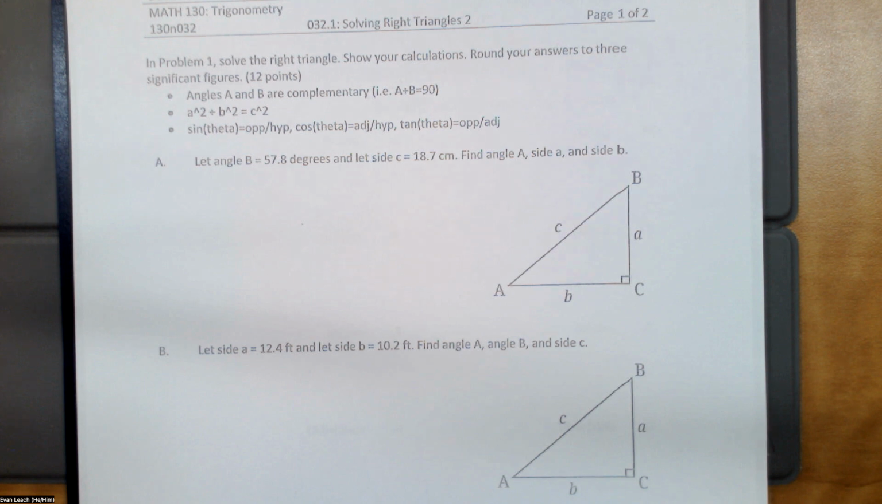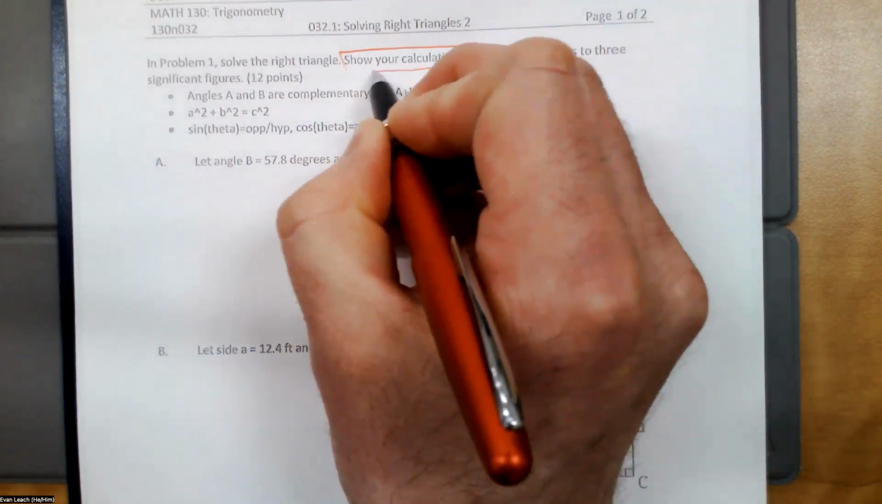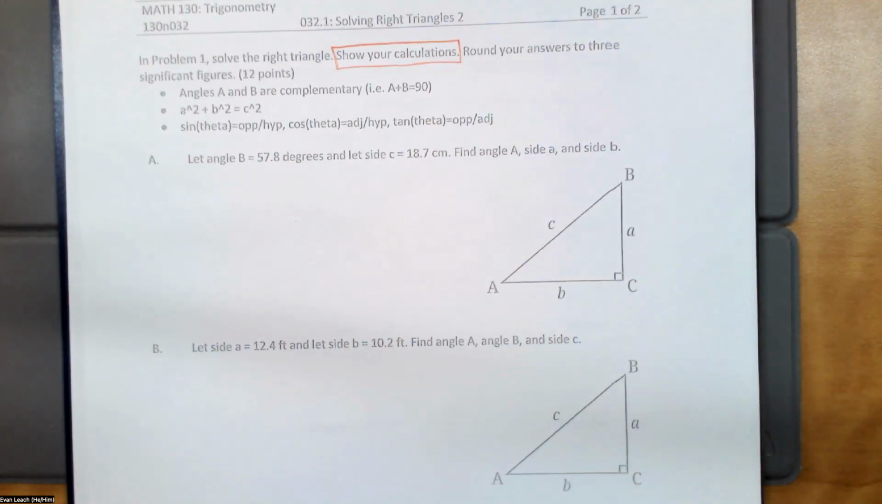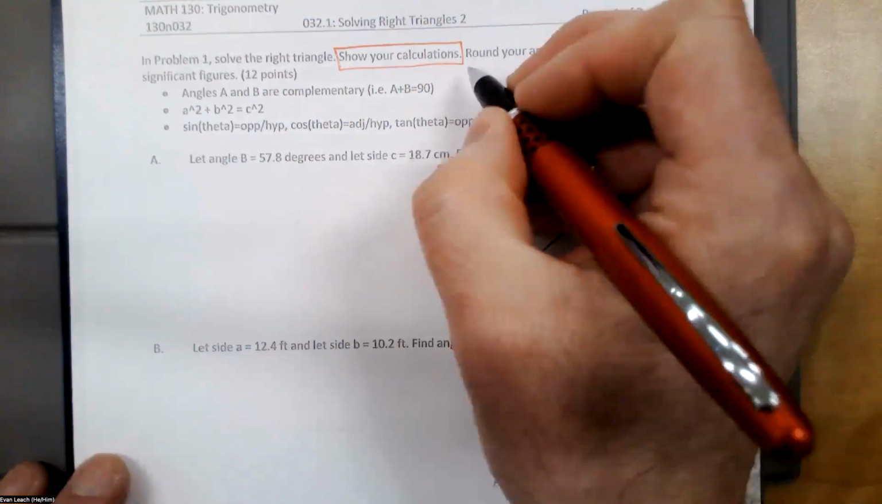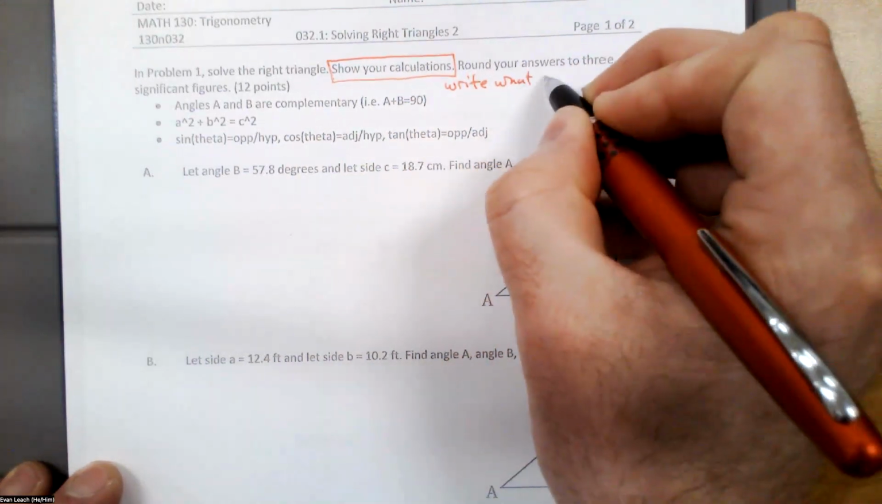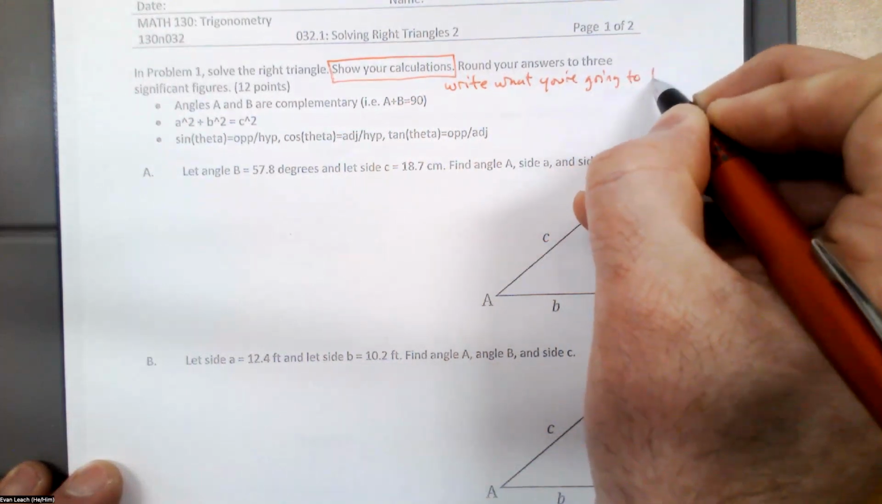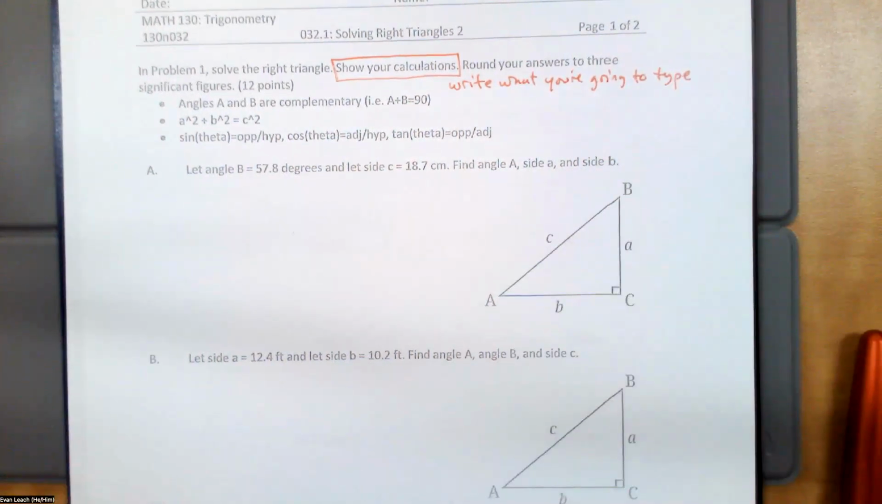I also want to take this opportunity to clarify what I mean by show your calculations. When I say show your calculations, I mean write what you're going to type. If you have to write a setup before you write what you're going to type, then do that. If you could just write what you're going to type, just write what you're going to type. It's the easiest way to see where you made a mistake, if you made a mistake.